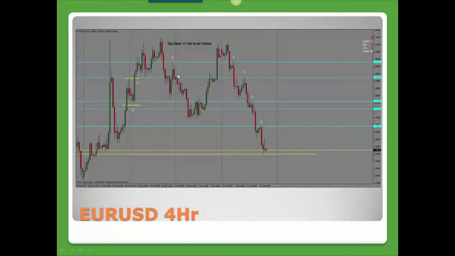I would not recommend taking a trade blindly into a level. So you do want to look for price behavior and see if there's a reversal pattern forming at that price. Let's take a look at the first trade that we could take according to this backtest of the level trade.